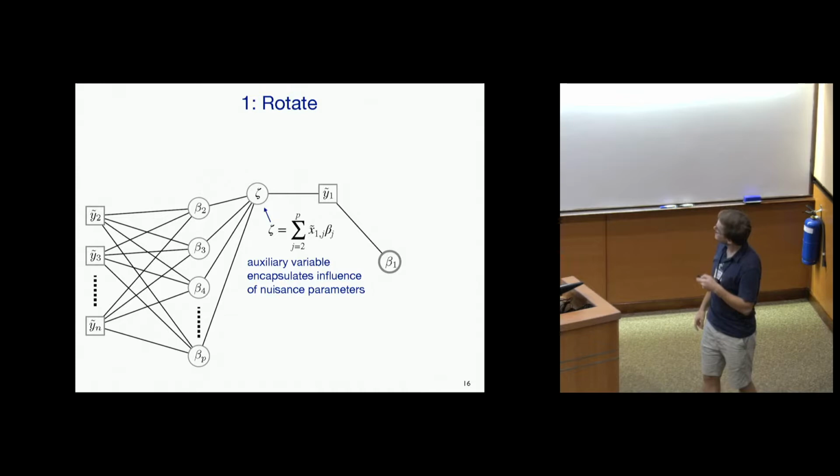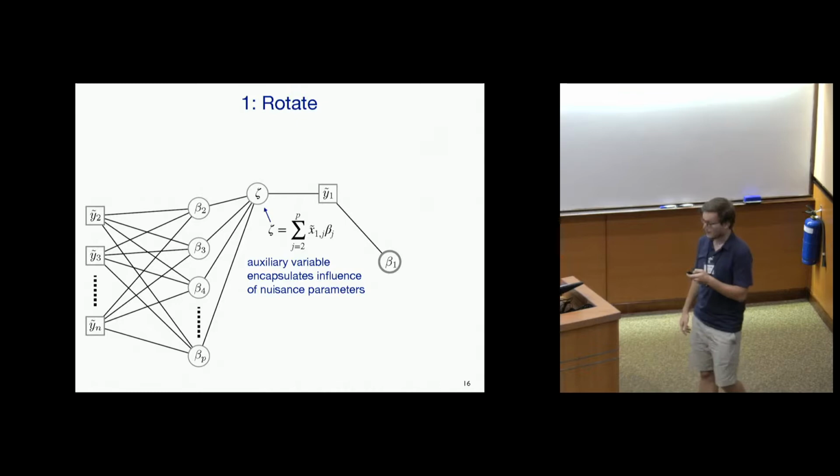And more specifically, the influence of all the other betas can be captured in this auxiliary variable zeta. So now here on the right, we have something that does not have loops. This will be easy to do inference on, but we just have to get rid of this dense part. So now what Erga is going to do is approximately integrate out this dense part of the graph.